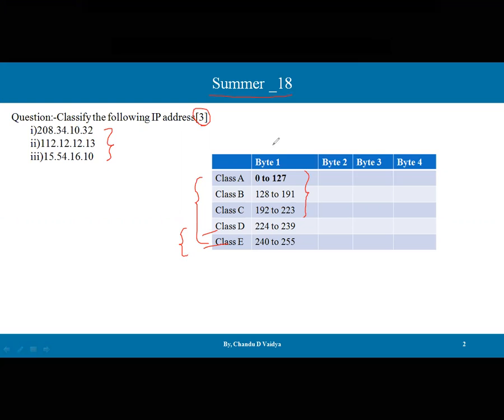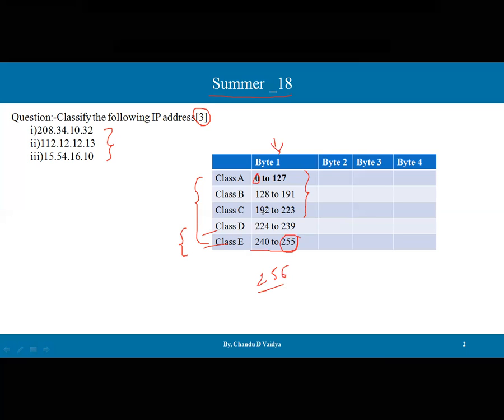Here a range is given, the range of all the IP address classes. Class A range is 0 to 127. Class B is 128 to 191. Class C is 192 to 223. Class D is 224 to 239. And class E is 240 to 255. Starting from 0 to 255 is the block size, which means 256 total addresses are available in one block.